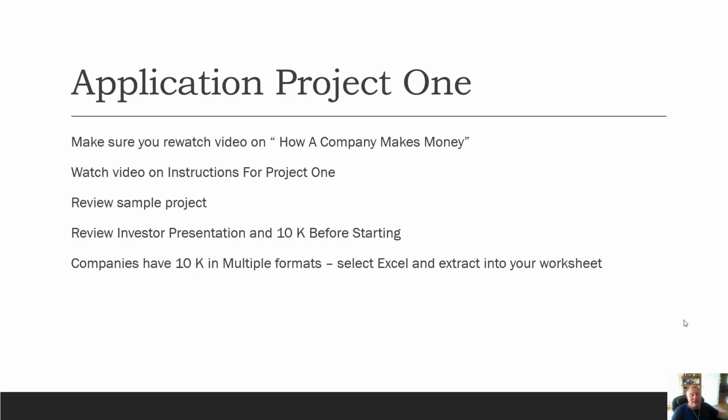Companies have 10Ks in multiple formats. Select Excel and extract into your worksheet. This will save input and prevent input errors. Reference everything. So bring it over, set up a worksheet that has the data. Remember, data goes from oldest to newest because we're going to trend it out as we move forward, and that way we can see it. We see that way on a trend. We don't see trends in the reverse direction. Then when you extract the data, everything can be built off of that.